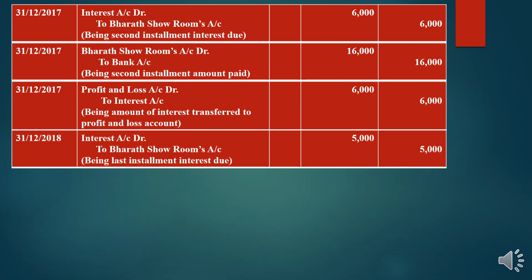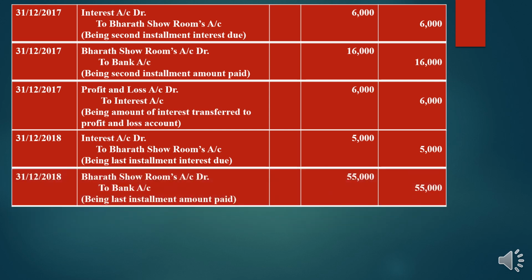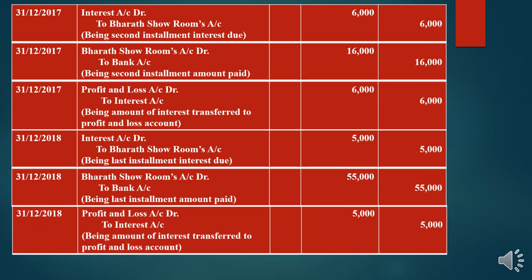Then we are moving to the last year, wherein the first journal entry is for interest due. To show the interest due, interest account debit to Bharat showroom account, amount is 5,000, and to show the installment amount paid, Bharat showroom account debit to bank account, and the amount is 55,000. This is the installment amount, and the last journal entry is to transfer the interest to profit and loss account: profit and loss account debit to interest account.